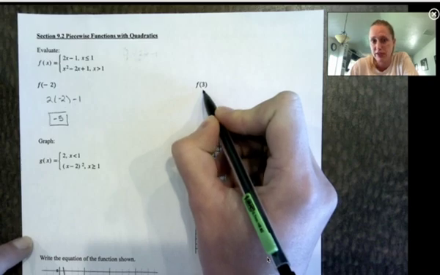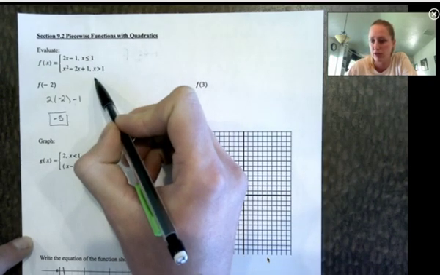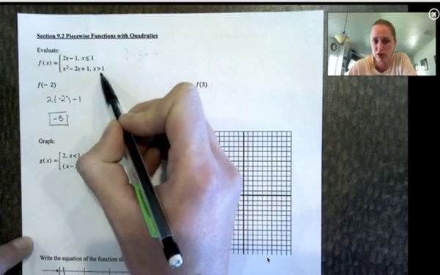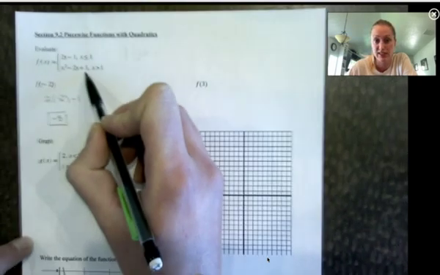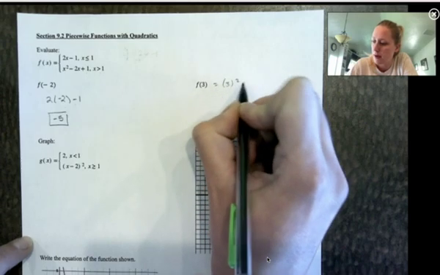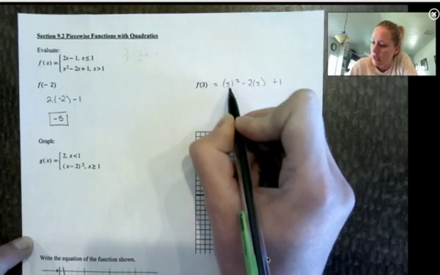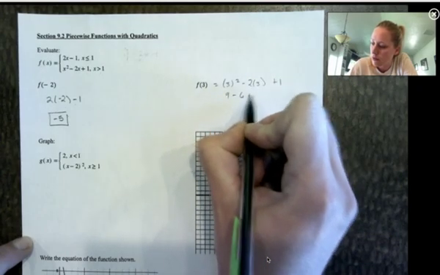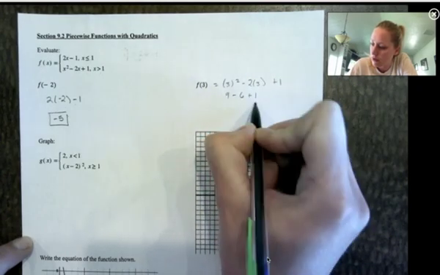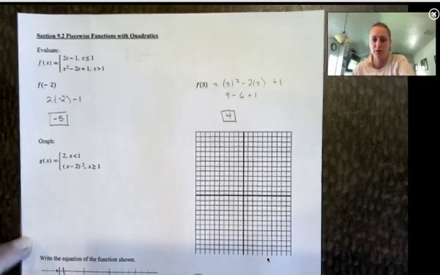F of 3, so this time 3 is not less than or equal to 1. Instead, 3 is greater than 1. So since it fits this restriction, we're going to plug it into that second piece. So we're going to do 3 squared minus 2 times 3 plus 1. So I get 9 minus 6 plus 1. So I get 3 plus 1, which is 4. Okay, now we're going to graph one.